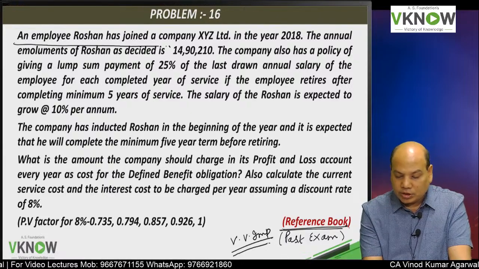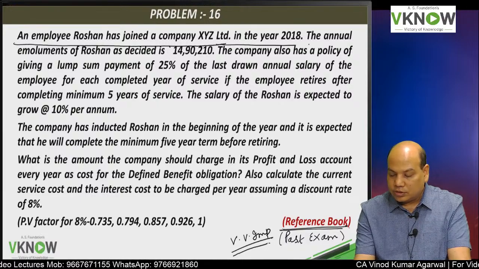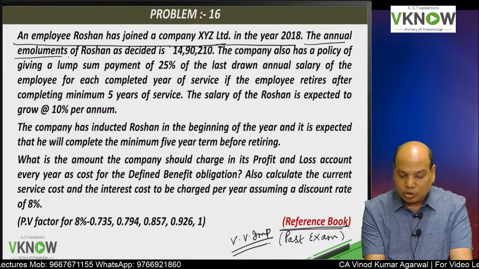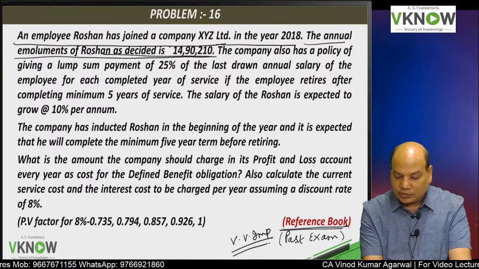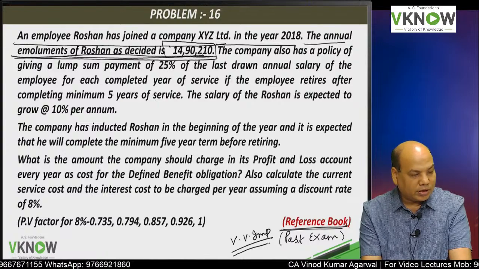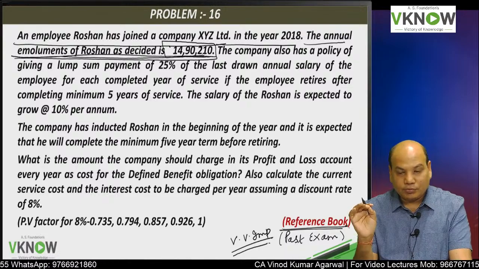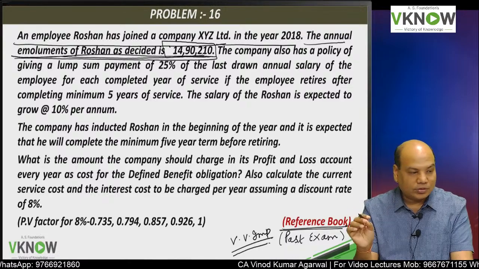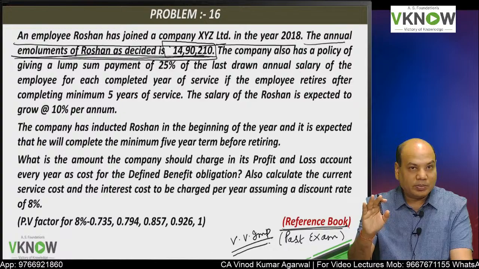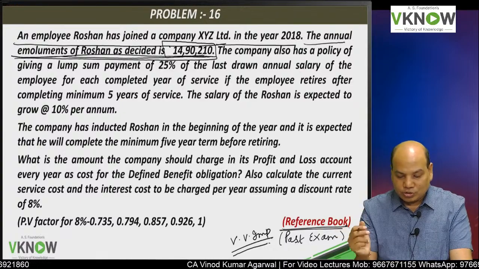An employee Roshan has joined a company XYZ. In the year 2018, the annual emoluments of Roshan is decided as 14,90,210. So much salary, okay, per annum. If you come in merit in CA final, then you will also become Roshan.